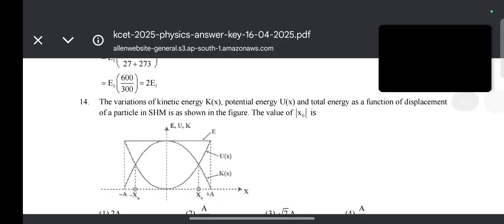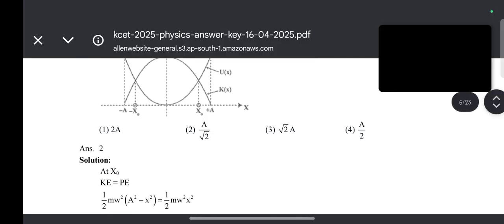Next, the 14th question. The variation of kinetic energy Kx and potential energy Ux and the total energy as a function of displacement of a particle in SHM is as shown in the figure. So the value of mod x0 is: 2a, a by root 2, root 2a, or a by 2.